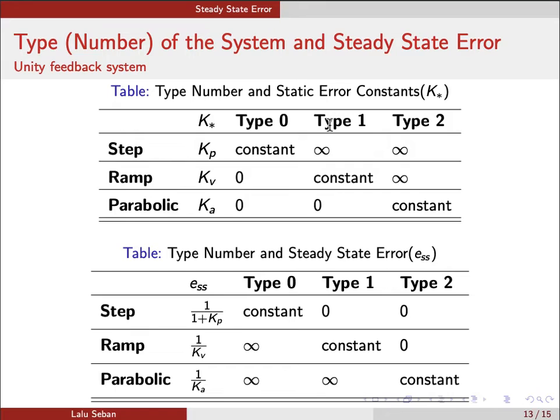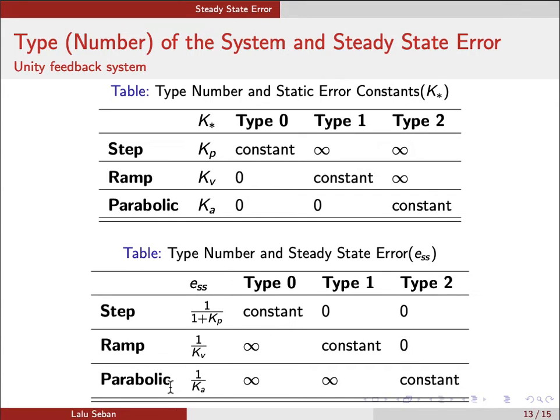So for type 1 system, Kp is infinity. 1 divided by 1 plus infinity, so 0. Type 2 system again 0. For ramp input, we can see that for type 1 system the steady state error is constant. For type 0 system, the steady state error as time t tends to infinity will become infinity, a very large value. And for type 2 system it is 0.